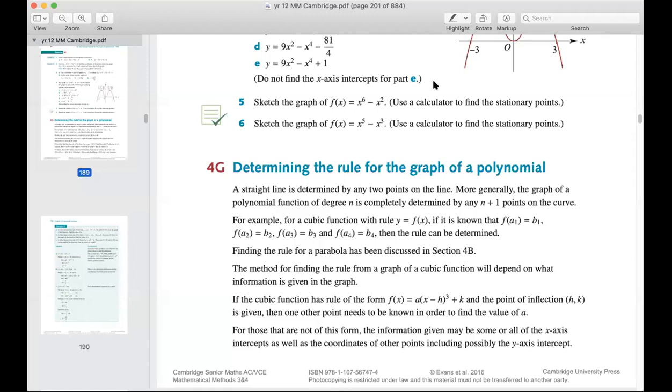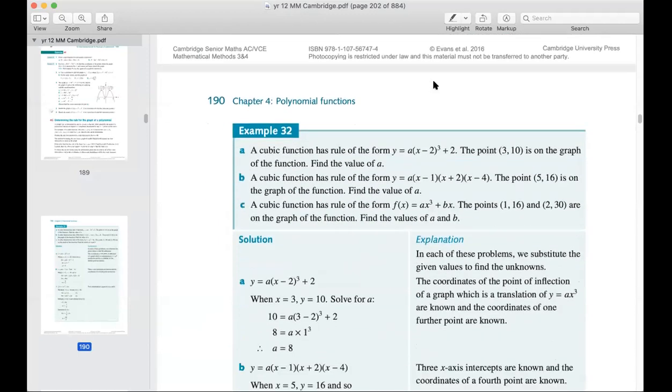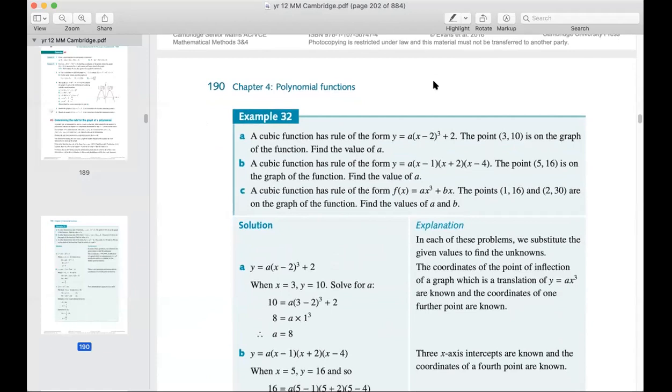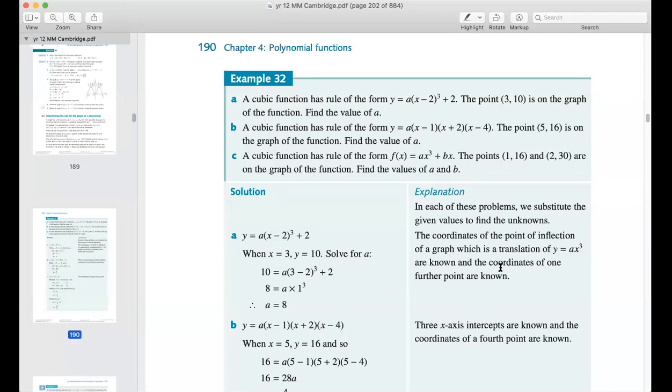For today, the first thing I want to cover is determining the rule for the graph of a polynomial. This is pretty straightforward, and I think everyone is really familiar with this one. Sometimes they just give you some equations with certain unknowns, then give you some points. You just plug in the points and find the unknowns, then done, right?